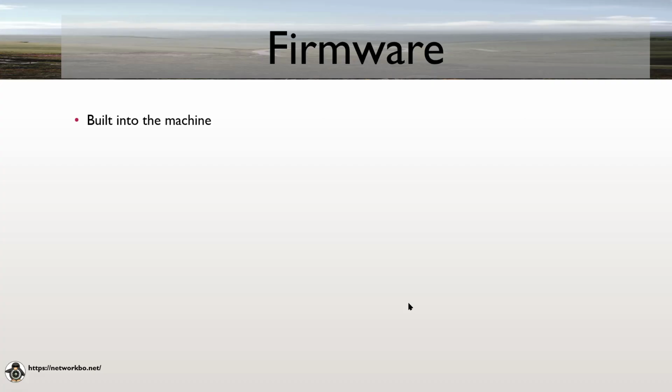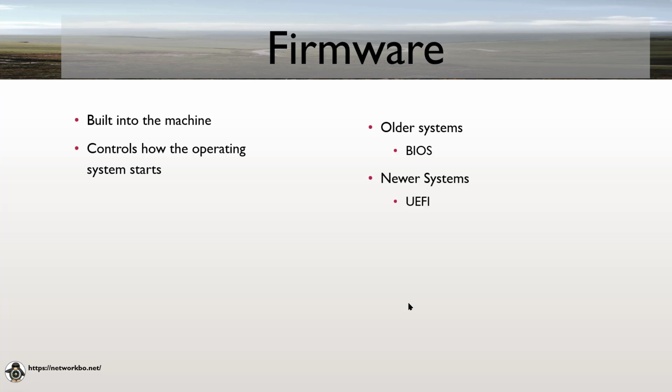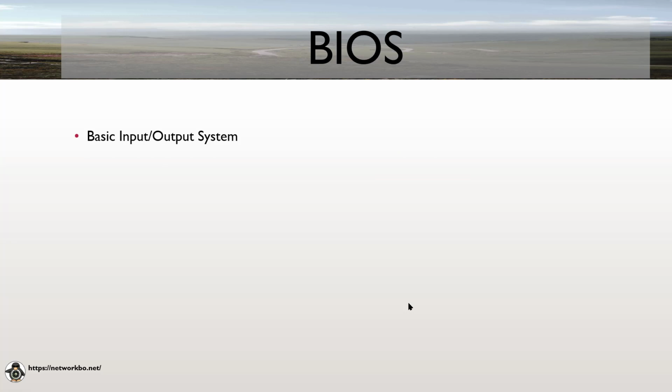The built-in firmware helps control how the installed operating system starts. On older systems, this was called the BIOS, Basic Input Output System. On newer systems, the UEFI, or Unified Extensible Firmware Interface, maintains the hardware status and launches the operating system. The BIOS was a simple menu interface that allowed you to change how the system found hardware and defined what device the BIOS should use to start the operating system.